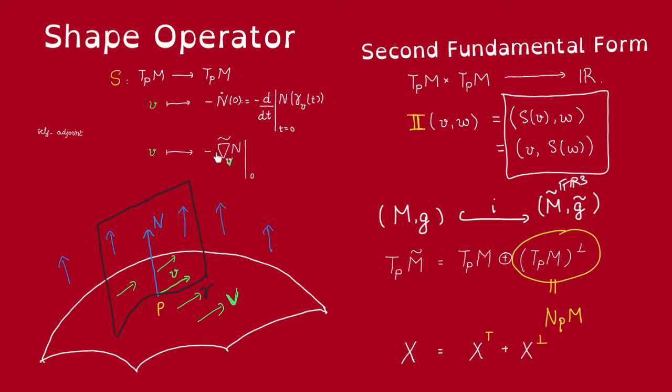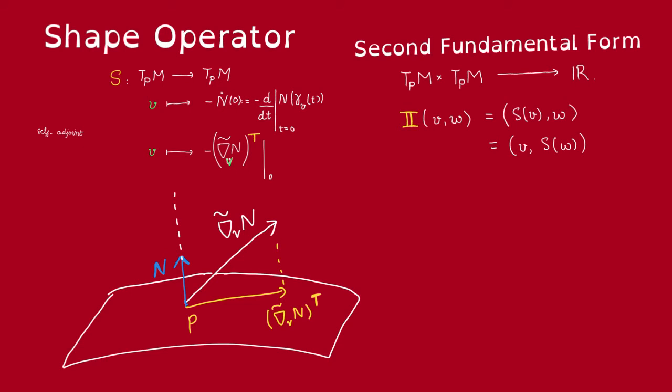So its component that lies in the tangent space here. So really this map should be given by minus this tangent component right here. And we are still only in the case of a surface in R3, by the way. Alright, so we see that at every vector V, S of V is just going to be this vector, which is the negative of the tangential component of this connection.